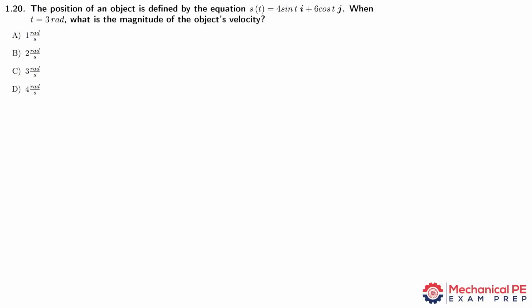The position of an object is defined by the equation s(t) = 4 sin t i + 6 cos t j. When t equals 3 radians, what is the magnitude of the object's velocity?